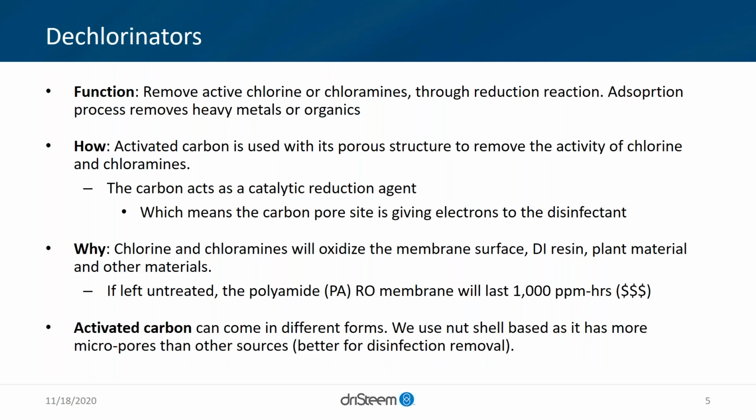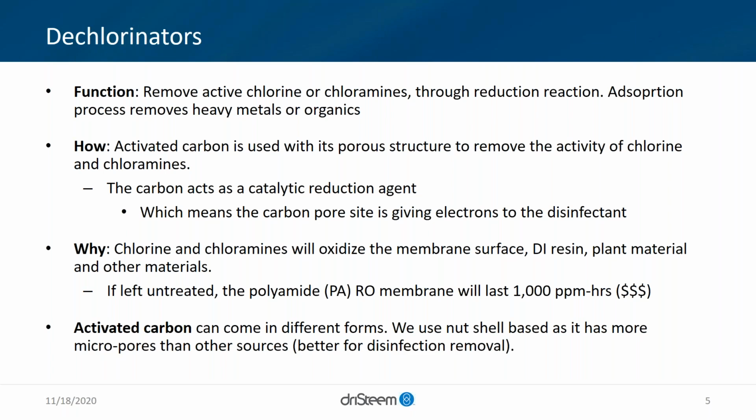So dechlorinators in general, what's the function? There's many different functions to dechlorinators. The ones we're going to talk about today relate to water filtration. In more particular ways, chlorine and chloramine reduction. How that works is essentially it's going to give off an electron. The carbon's going to give an electron to the chlorine gas, that's a disinfectant, turn it into chloride.